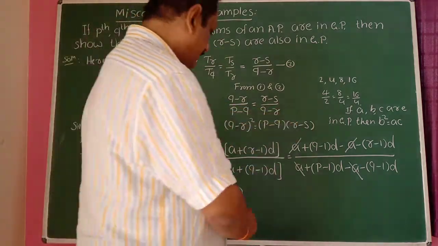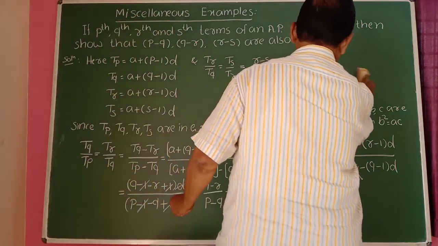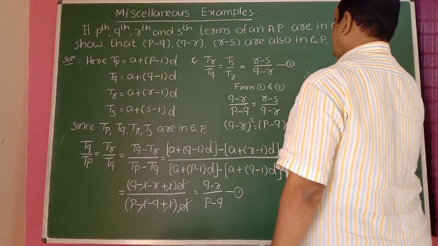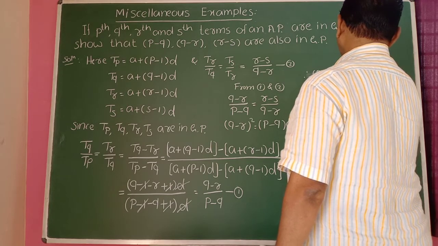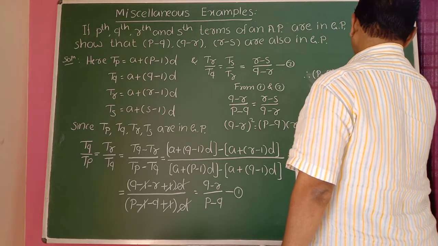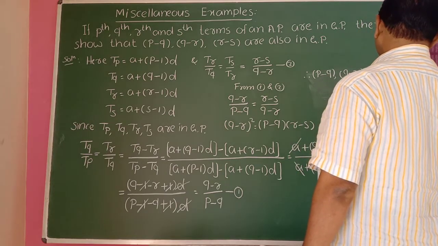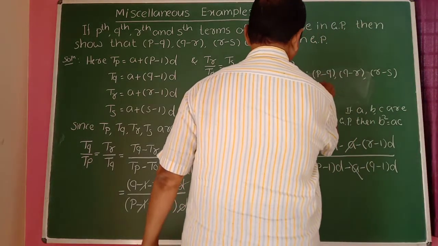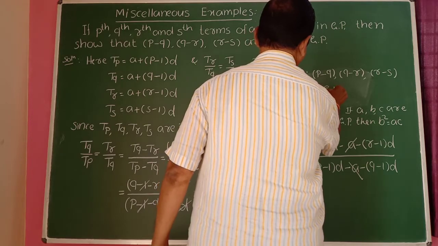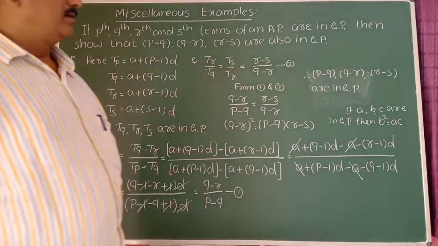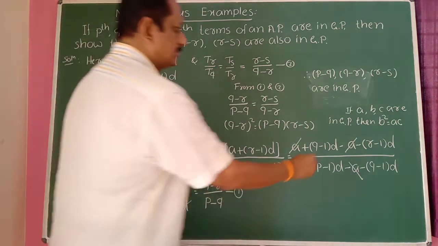This condition is satisfied here. Yes, these terms are in GP. Therefore P − Q, Q − R and R − S are in GP. So this is our required result here.